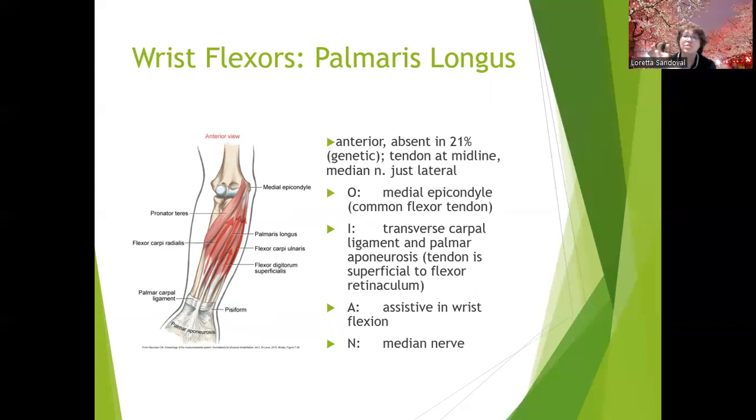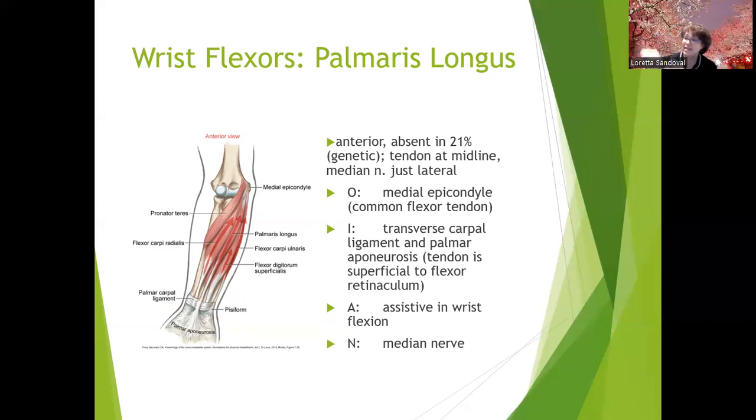It inserts on the transverse carpal ligament and the palmar aponeurosis. The tendon is superficial to the flexor retinaculum, so it really pops out when you flex your wrist. If you have it, it pops right out. It assists in wrist flexion, but it mostly puts tension on the transverse carpal ligament, and it gets the median nerve if you have it. If you don't have it, then it doesn't do any of that stuff, right?